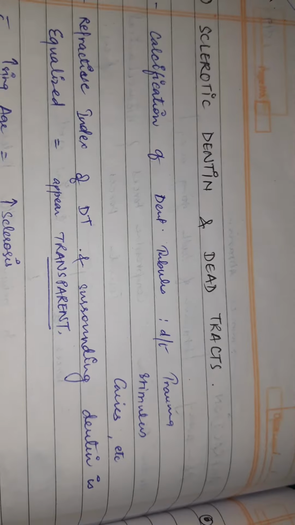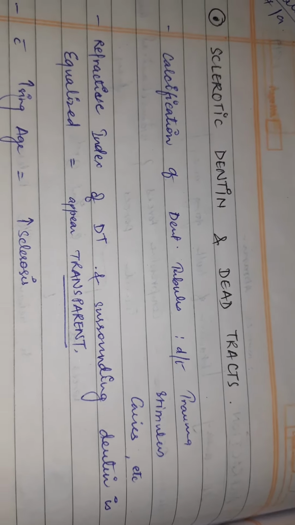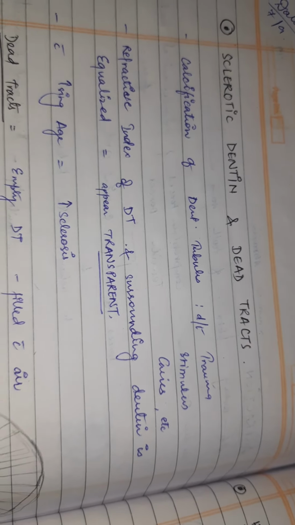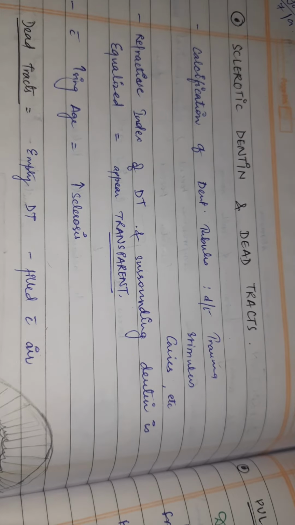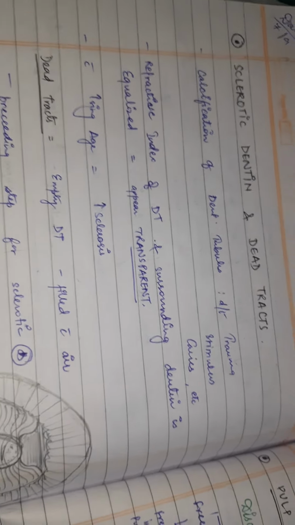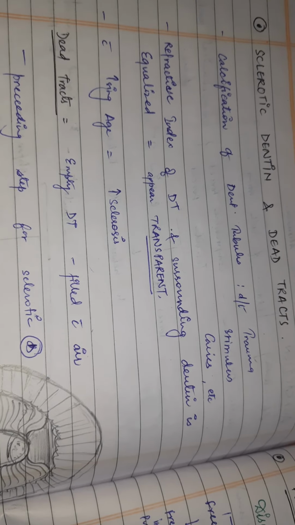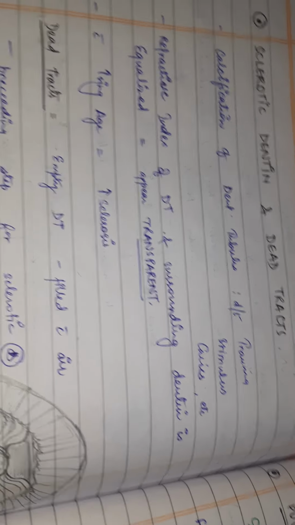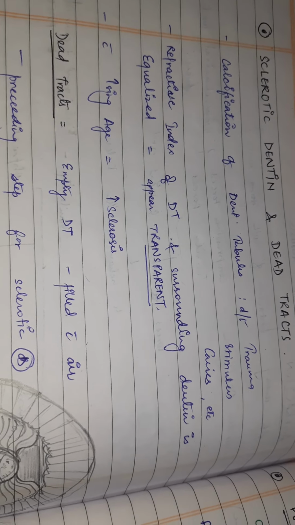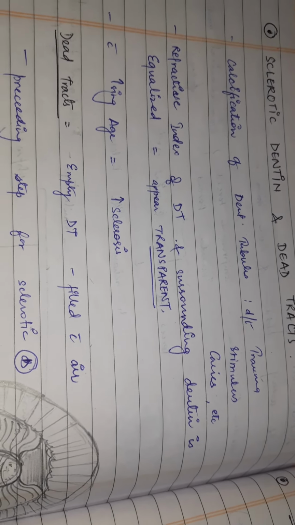Now sclerotic dentine, also called dead tracts or secondary dentine. It is calcification of dentinal tubules due to trauma, stimulus, or caries, etc. The refractive index of the dentinal tubules and surrounding dentine is equalized, so it appears transparent. With increasing age, there is increased sclerosis.